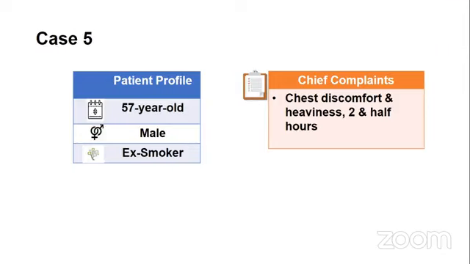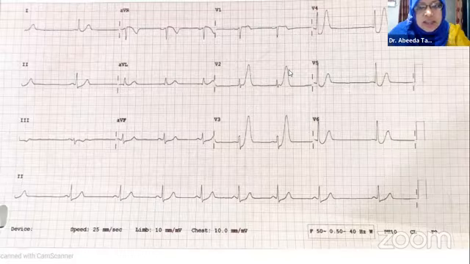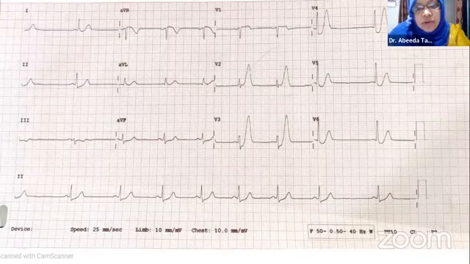I want to start the next case. This is the last case, case 5. A 57-year-old male ex-smoker presented to our emergency department with chest discomfort and heaviness for 2.5 hours duration. And this is the ECG that we recorded at our emergency department.